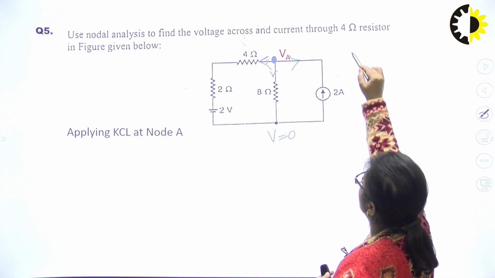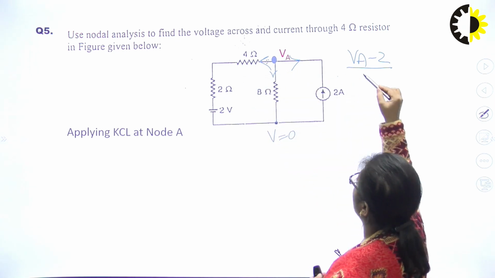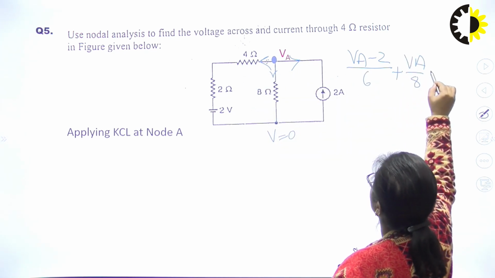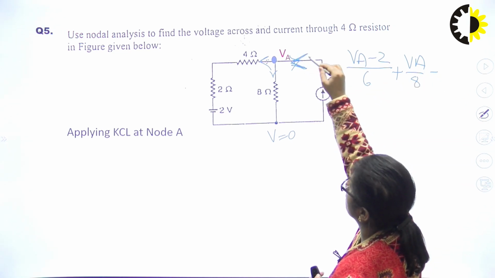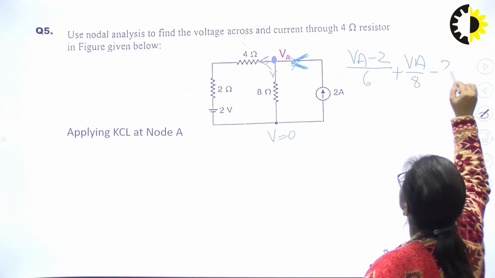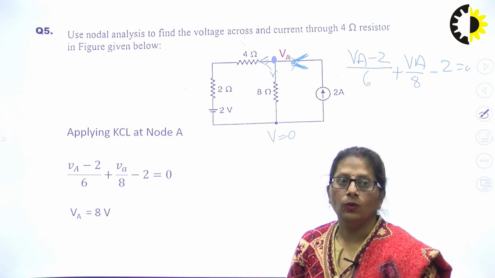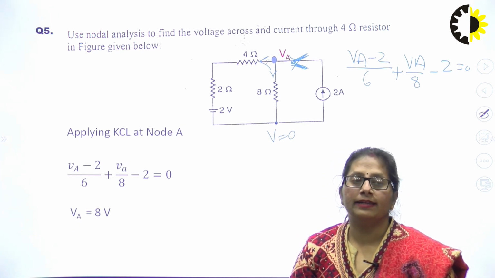This is going to be VA minus 2 upon 2 plus 4, that is 6, plus VA upon 8. This is the current which is in the opposite direction, not in this direction. This is 2 ampere directly. So minus 2 is equal to 0. If that is so, VA is going to be 8 volts. A single equation that can be solved easily.